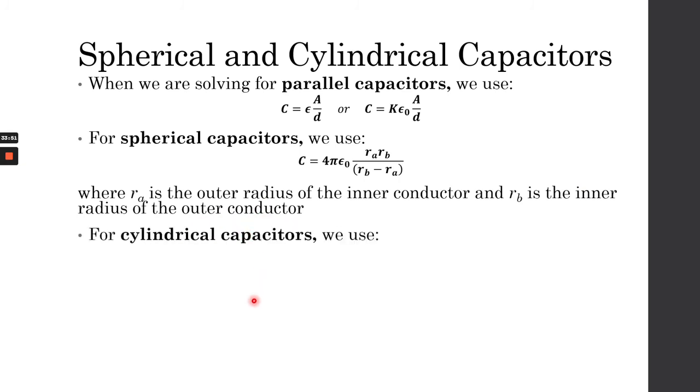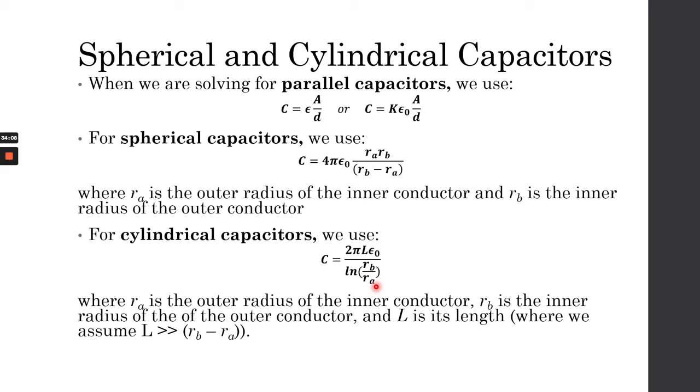For cylindrical capacitors, we use the equation: capacitance is equal to 2 pi times the length of your cylinder times epsilon naught, divided by the natural log of the radius of the outer cylinder divided by the radius of the inner cylinder, where RA is the outer radius of the inner conductor or inner cylinder, RB is the inner radius of the outer cylinder, and L is the length of your cylinders.